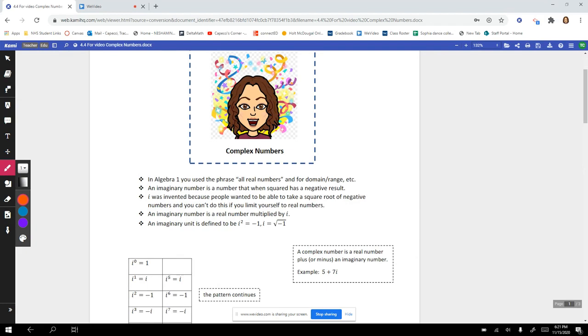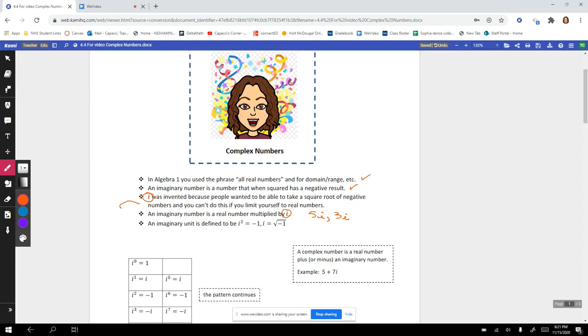An imaginary number is a number that when squared has a negative result, which again is very different from what you've done in Algebra 1. The letter i, which stands for imaginary number, was invented because people wanted to be able to take a square root of a negative number, and you can't do this if you limit yourself just to real numbers. So an imaginary number is a real number multiplied by i. So I could have 5i, I could have 3i.